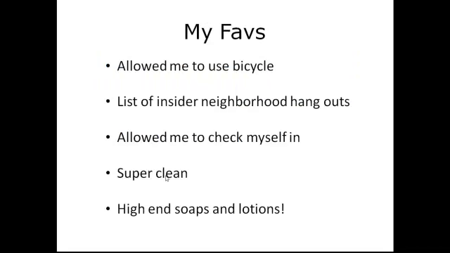Okay, I've been traveling around. I always use Airbnb during my travels, so I can get experiences and learn from other people. Some things I like, my faves, are when people let me use their bicycles. I love that. When they give me a list of insider hangouts and coffee shops, that's really nice. When they allow me to check myself in, so I don't have to worry about arriving at a certain time, that really takes the pressure off. When their units are super squeaky clean, it's super nice, and when they give me some nice smelling soaps and lotions or something that I wouldn't buy for myself, it gives me that luxurious spa feel. It's a very nice touch.